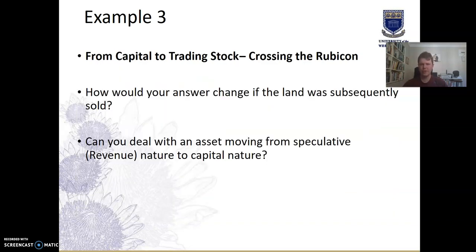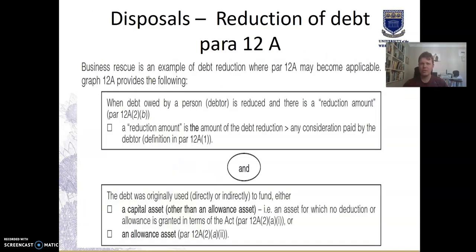In the next video, well, actually, I'll ask it here: how would your answer change if you actually sold it? And can you deal with it in the reverse? Where we're going after this is we are going to start looking at Section 12 or paragraph 12A.